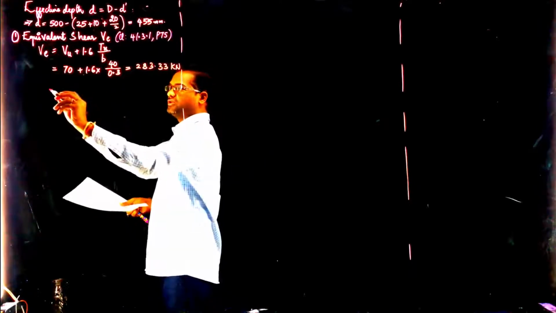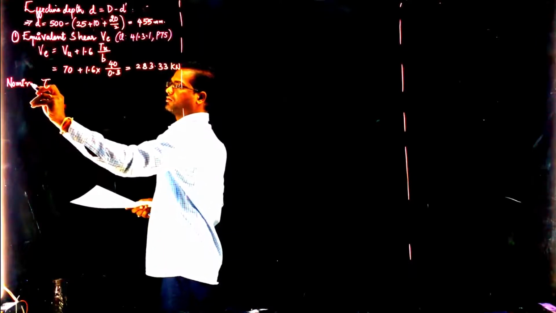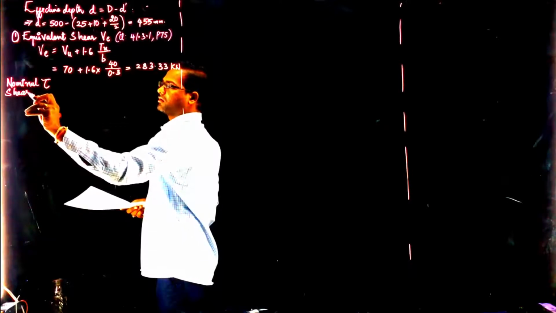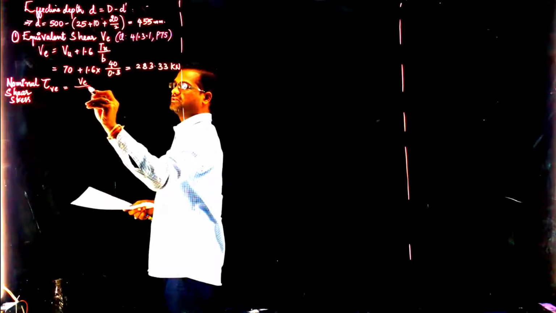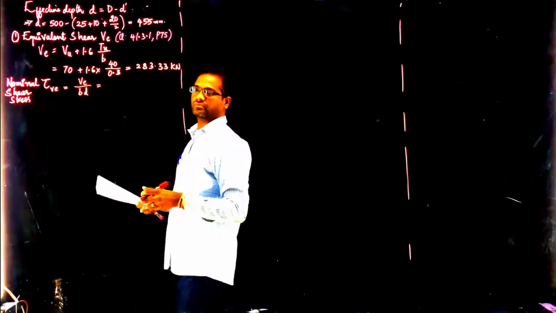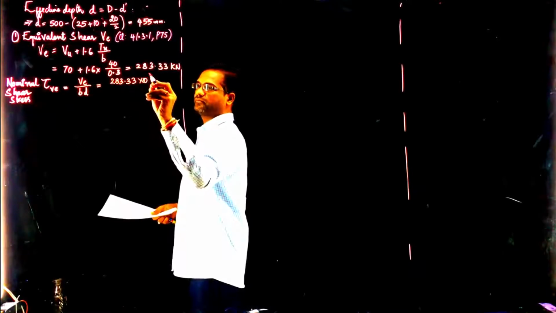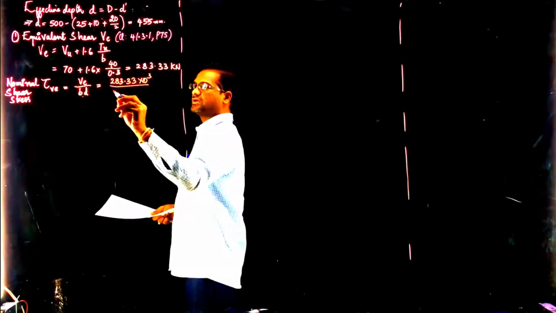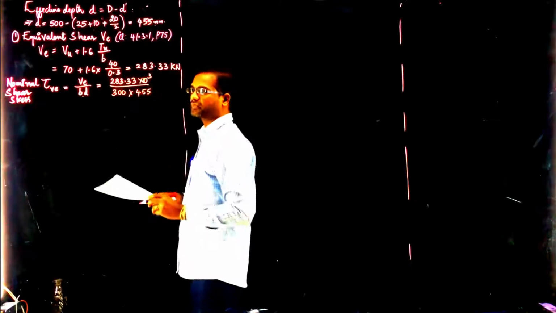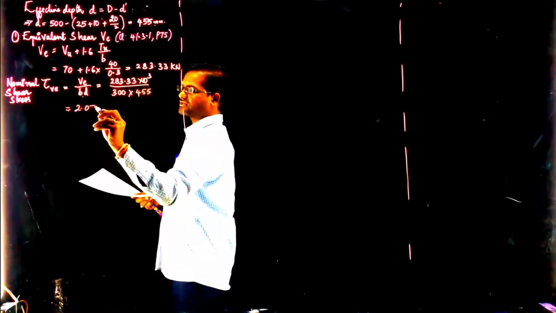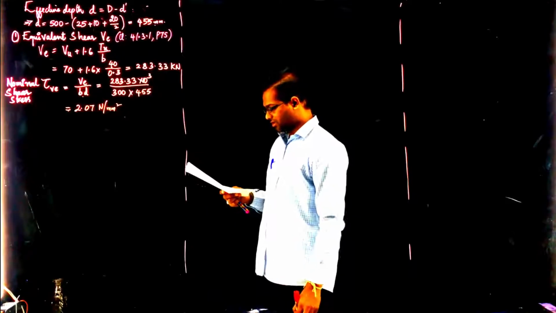Now, when you know Ve, you can calculate the nominal shear stress, tau ve, as Ve divided by b times d. Ve is 283.33 into 10 power 3 divided by b is 300 into d is 455. This will give you a value of 2.07 Newton per mm square. Right. Next.